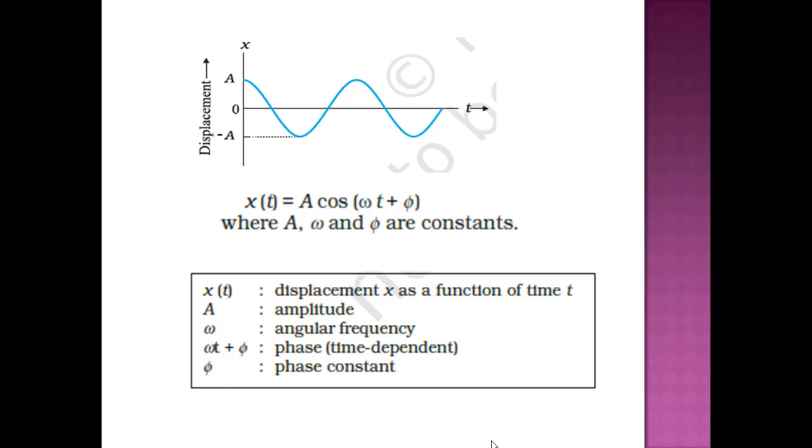Now here once again x(t) is the displacement x as a function of time t. A stands for amplitude. Omega stands for angular frequency. Omega t plus phi is phase, and phi is the phase constant. In this graph, phi is also constant and t is equal to a constant. Therefore, omega t is 0, and phi is also 0.